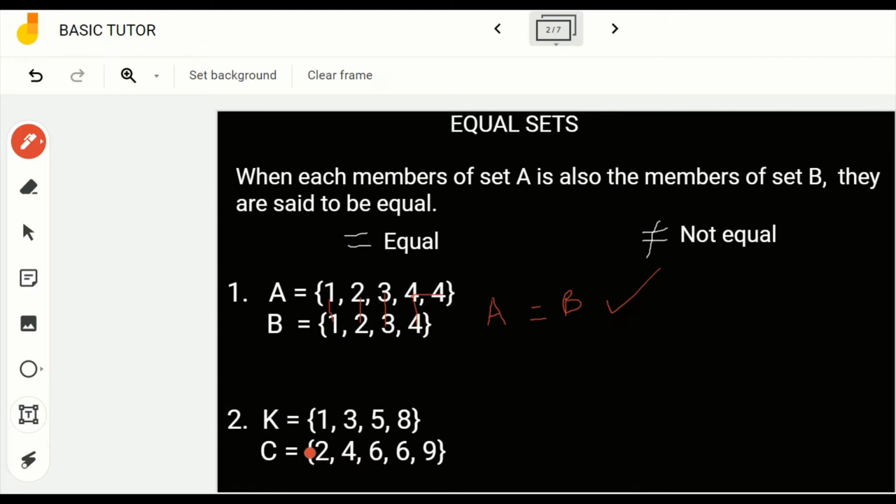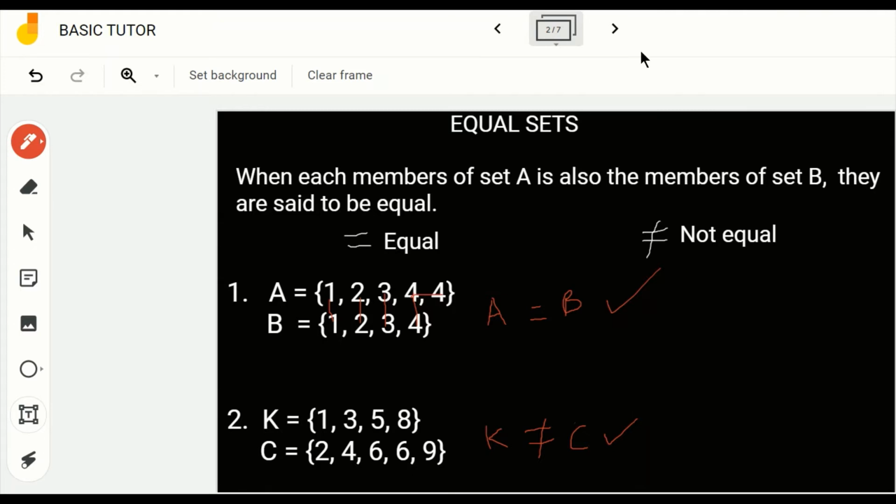For sets to be equal, it means that each element of set K must be the same element in set C. So set K and C are not equal. So set K is not equal to set C. The reason being that set K and set C do not have the same elements, so they are not equal.